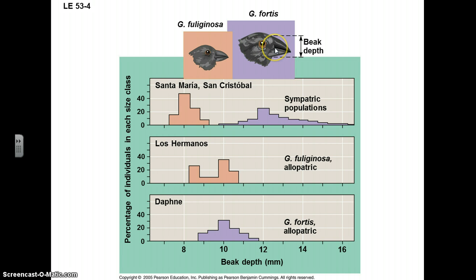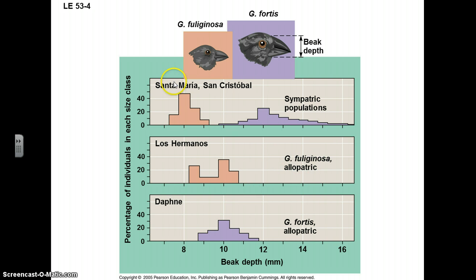If they eat really hard seeds, big seeds, they have to have a big beak in order to crack them open. We can see when they live on separate islands, their beak sizes are very similar to these two species. That is, when they're allopatric to each other, they're not living in the same area.